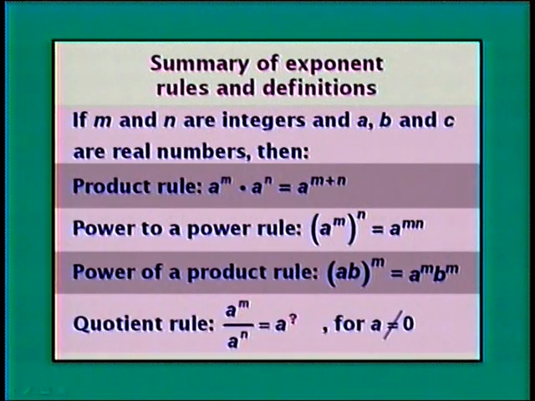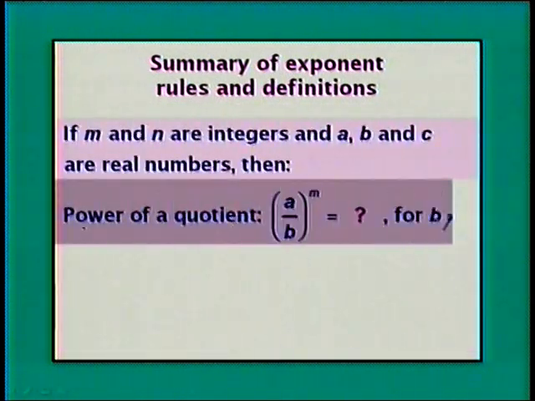What about our quotient rule? A to the m over a to the n equals a to what power? Do you know this one? It's a to the m minus n. What about a power of a quotient? A over b all raised to the power m. What does this equal? It's a to the m over b to the m. This is a rule that tells us that exponents distribute over division.